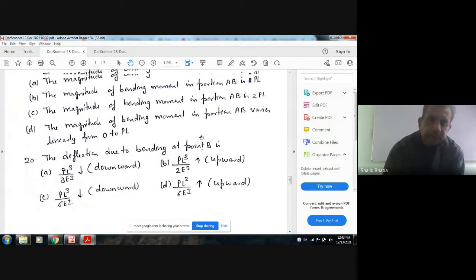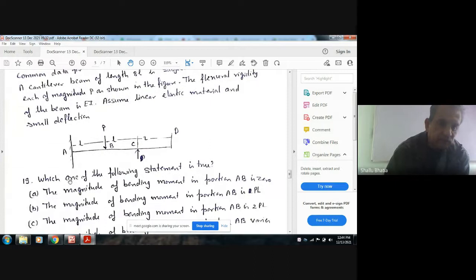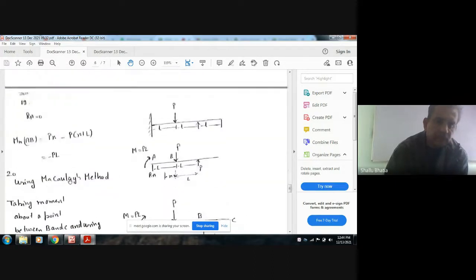Here the cantilever is given with a fixed end. At the fixed end there is a moment as well as a reaction. So we have to find out the reaction. To find the reaction, we equate upward load to downward load. The upward load and downward load are already equal, so RA will be 0.